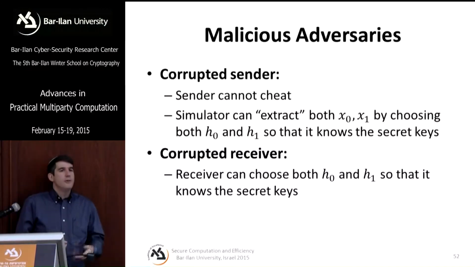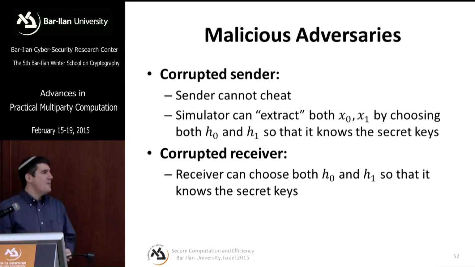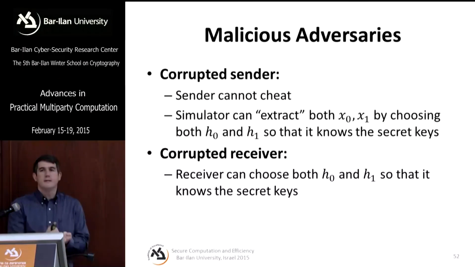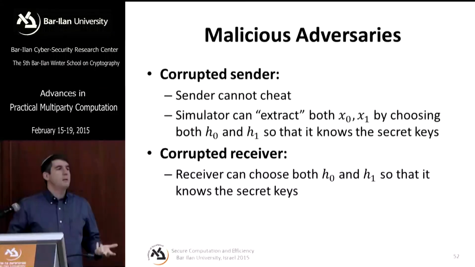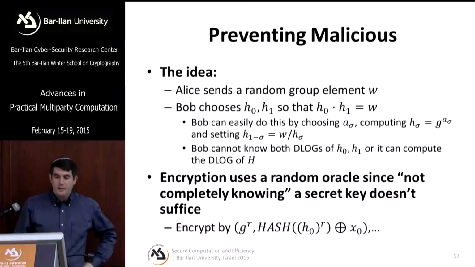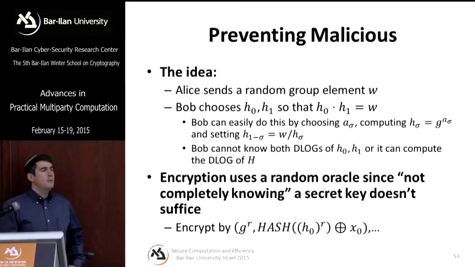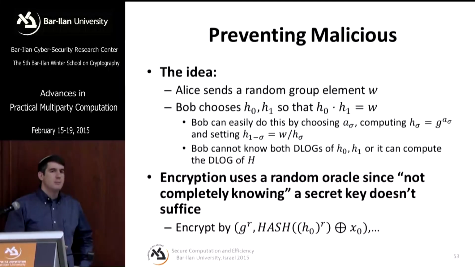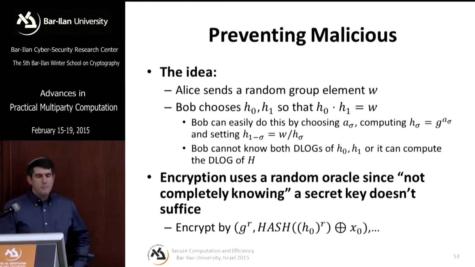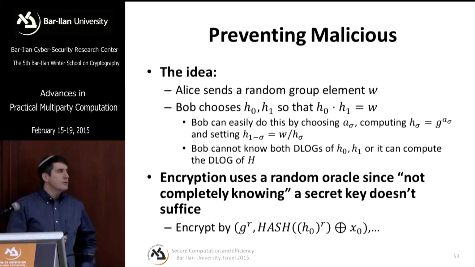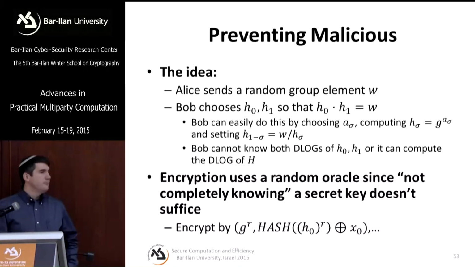If we want to achieve security in the presence of malicious adversaries, we somehow have to prevent the receiver from choosing these two public keys in an arbitrary way, which would enable him to decrypt both. And here's one idea of how to do it. Alice will start by sending a random group element W. Because it's a random group element, Bob does not know the discrete log of W. And Bob will choose H0 and H1 so that their product equals W.